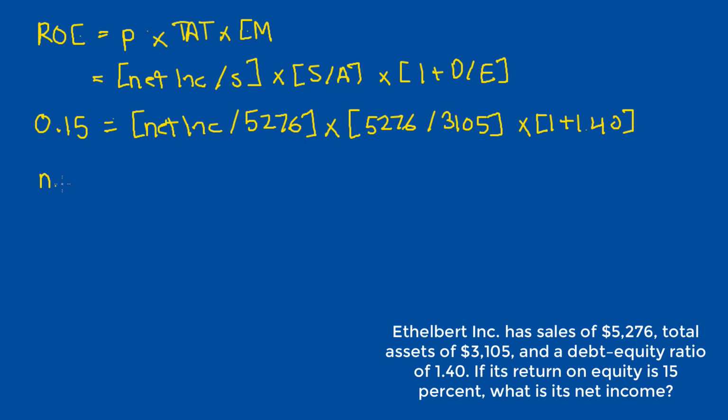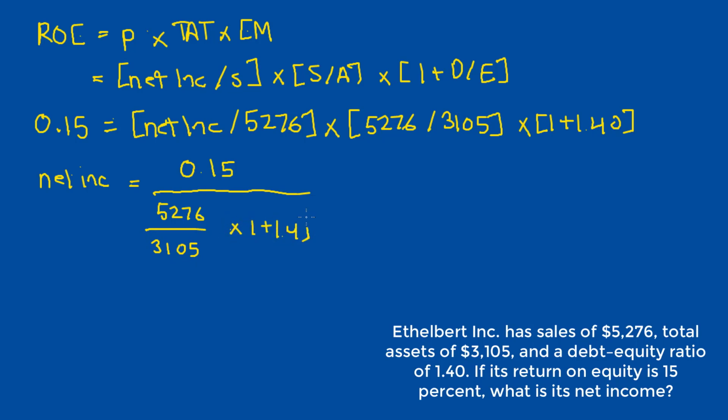Now rearranging to isolate for net income, we find that we get 0.15 divided by 5276 over 3105 times 1 plus 1.4, all of that times 5,276. And that should give us a value of $194.06.